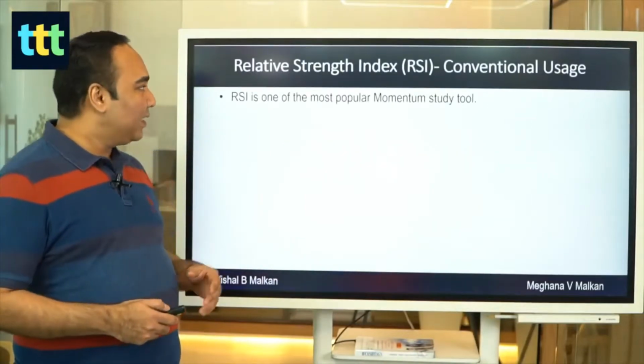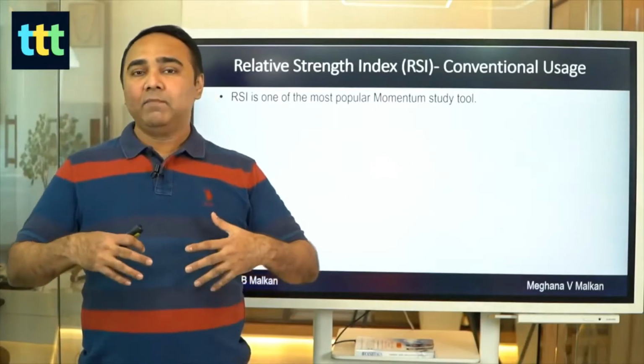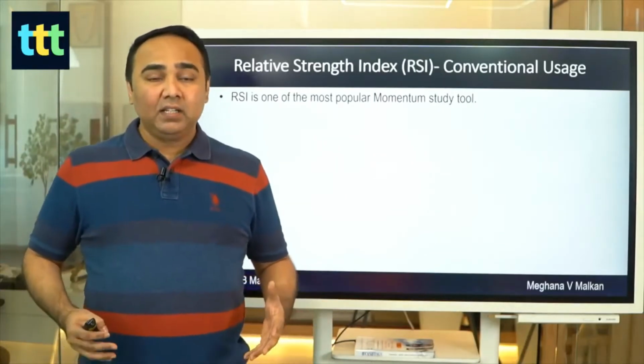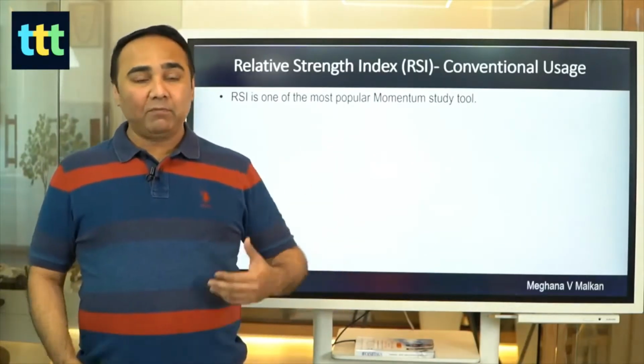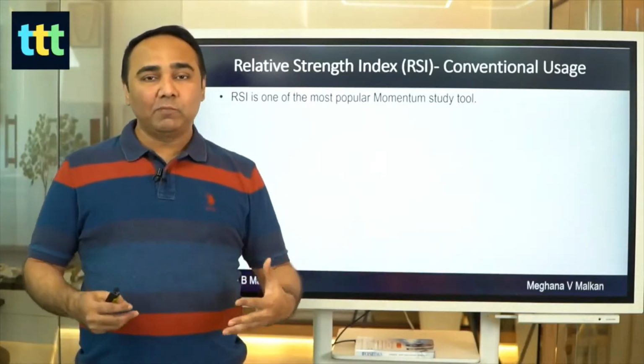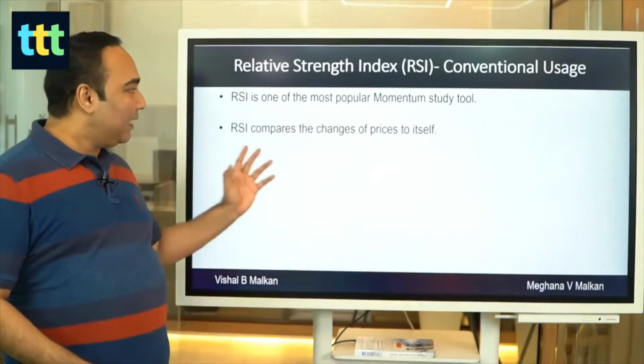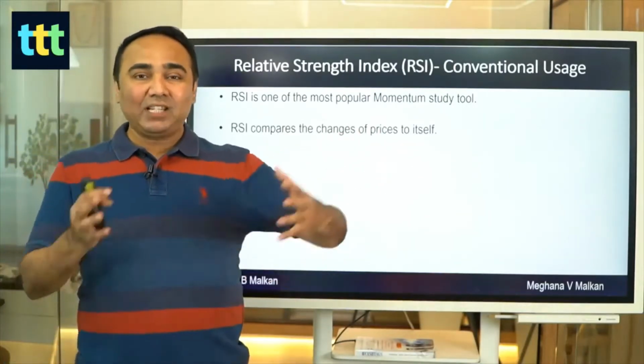So RSI is the most popular. If you study technical analysis, there are maybe 400 indicators, and the most popular amongst them is RSI, and the second one would be, I'd say, MACD. These are the two most popular tools in technical analysis, or the oscillators, right? It compares price to itself. So it's a price oscillator.